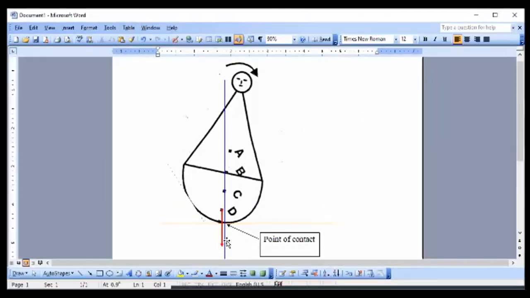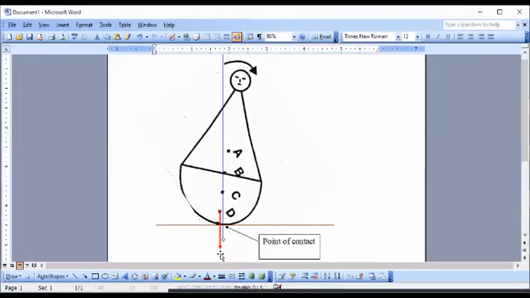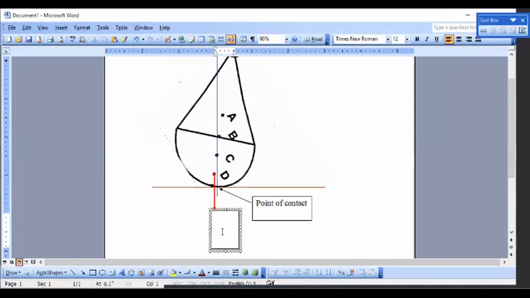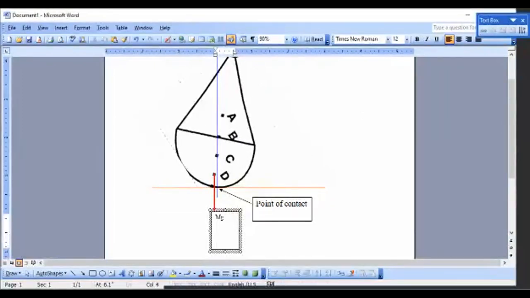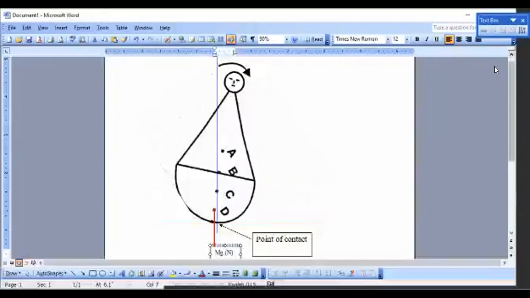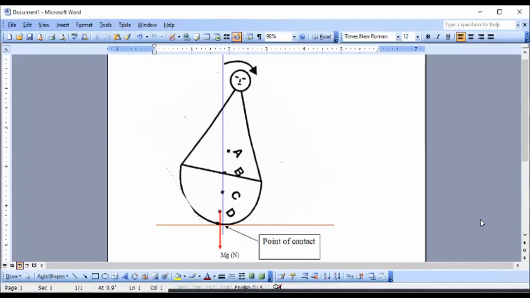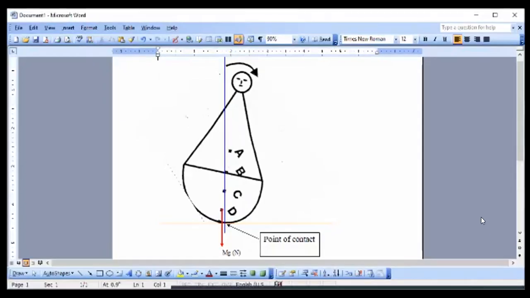If the mg force is acting through the point D, therefore the center of gravity should be at the point D.